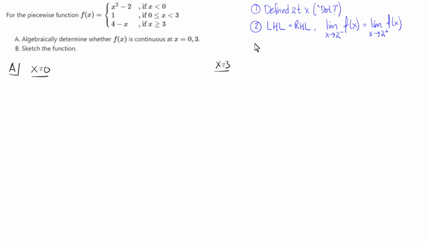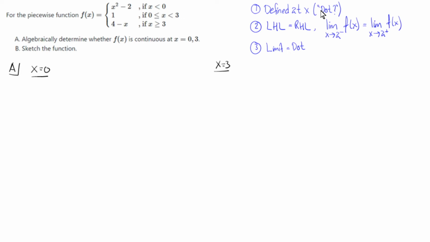And then the third criteria is going to be that the limit has to be equal to the dot. Okay, so the limit that we find in step 2, if this criteria is fulfilled, we have a limit. That limit has to equal the value corresponding to x, so the f of x.